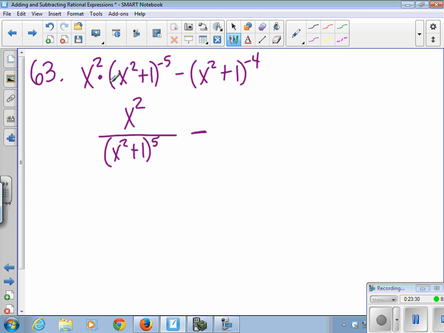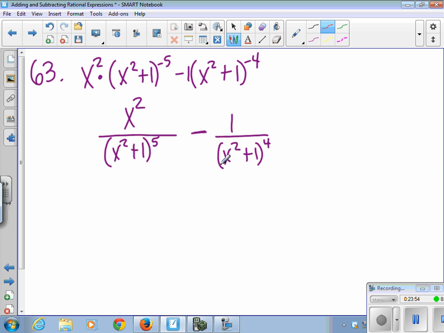And then I'm going to minus, this is like a 1 that's being multiplied by since there's nothing in front of that. And so then I'm going to drop it to the bottom. It's being multiplied by the 1. So I'm going to drop this to the bottom of the 1. And so that's what I've got. And so then this is like a problem that we just did. And so our least common denominator would be an x squared plus 1 to the 5th.